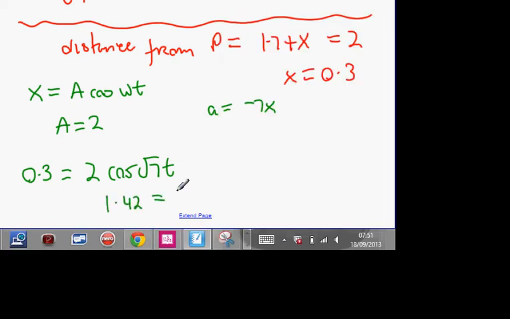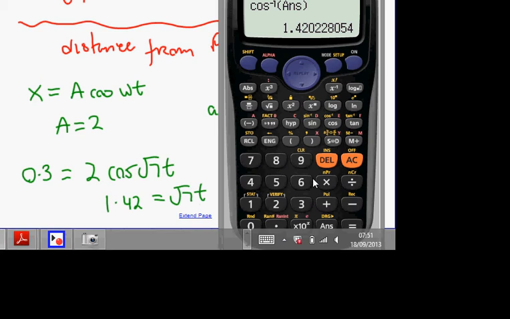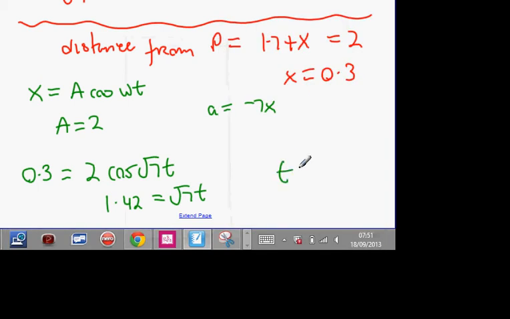1.42 equals root 7t. Now divide your answer by root 7 and you can figure out what your time is. And our time will be 0.5367, which is 0.54 seconds. The time taken is 0.54 seconds.